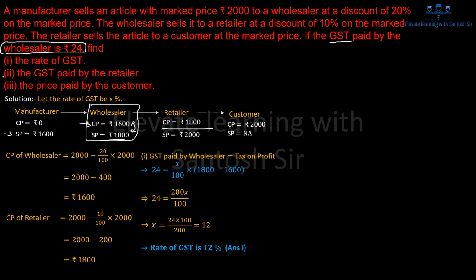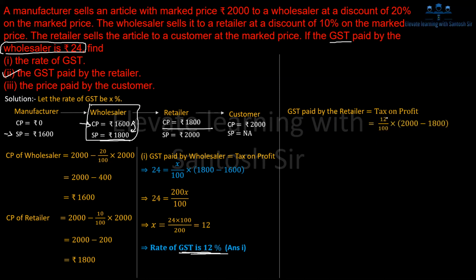The next sub question asks us the GST paid by the retailer. Now the GST paid by the retailer will be tax on his profit, which is 12% this time, because the GST rate we have found is 12%. So we will use it over here. It will be 12% of the profit of the retailer, which is 2000 minus 1800, which is 12% of 200, which is nothing but rupees 24. So the GST paid by the retailer is 24 rupees.